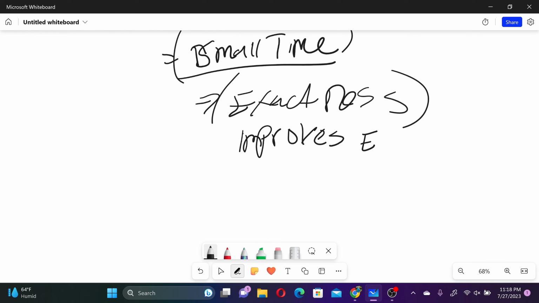It improves accuracy. It improves entry, so that you can maximize your profit and not have the market going against you.